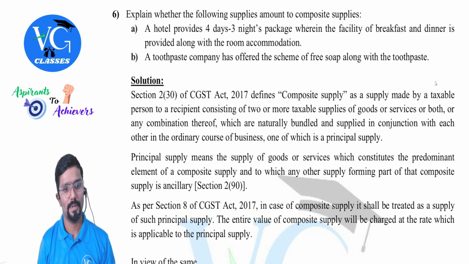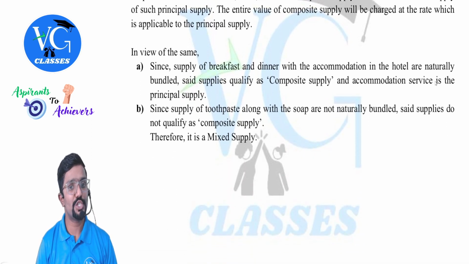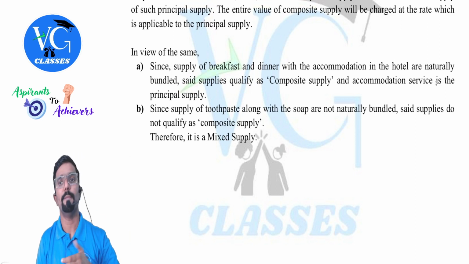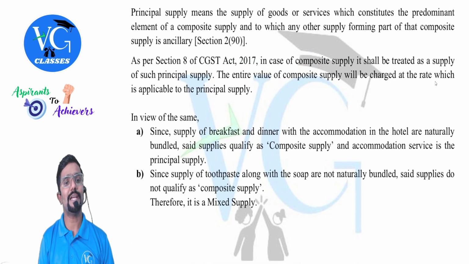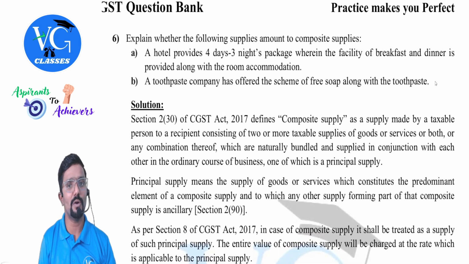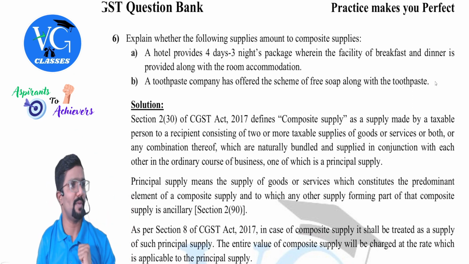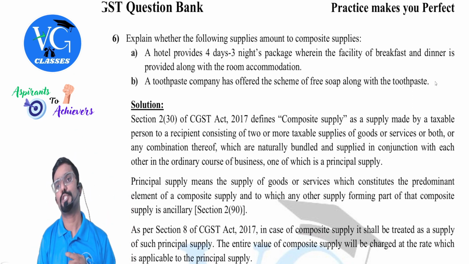Mixed supply. Since supply of toothpaste along with the soap are not naturally bundled, the said supply is not a composite supply. And what will it be? When it is not a composite, it will be a mixed supply. And here, actually, for this question, I have not defined mixed supply. Why? Because the question clearly told, tell whether the following is a composite supply. So mainly the target was on composite supply. So we didn't define mixed supply.